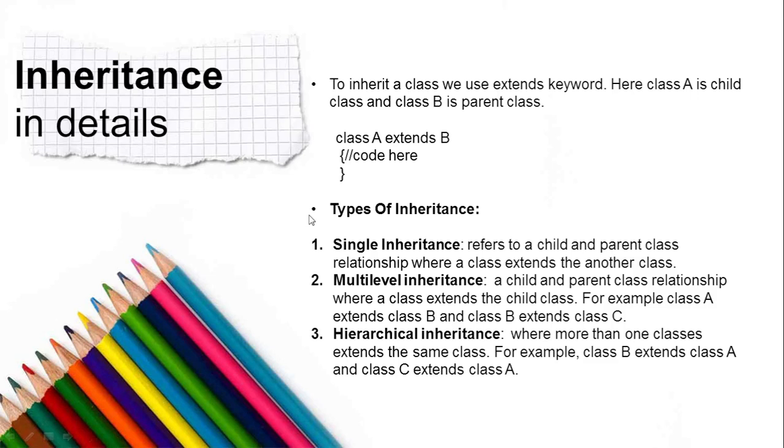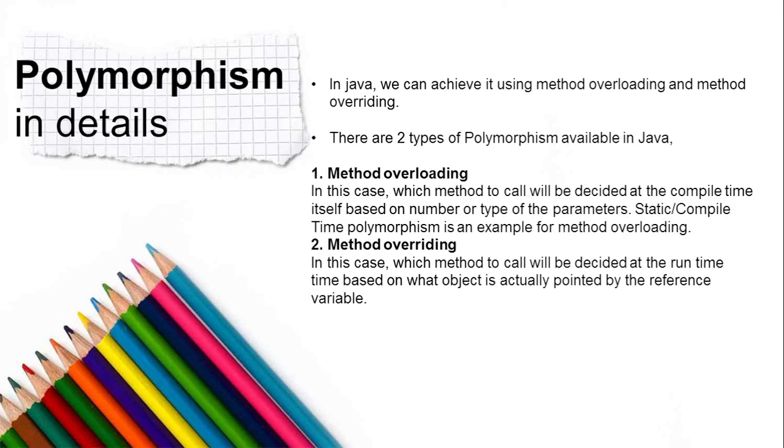A child and parent class relationship where a class extends the child class is multi-level. Hierarchical inheritance is where more than one class extends the same class. For example, class B inherits class A, and class C also inherits class A. So class A is being inherited by class B and also by class C. That is called hierarchical inheritance. All this sort of inheritance in the form of classes is available in Java. Java has another type of inheritance, interface to interface inheritance, which we'll learn in later chapters.